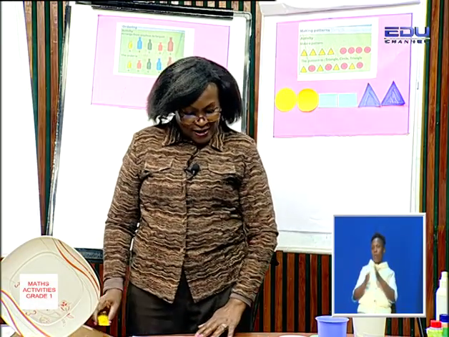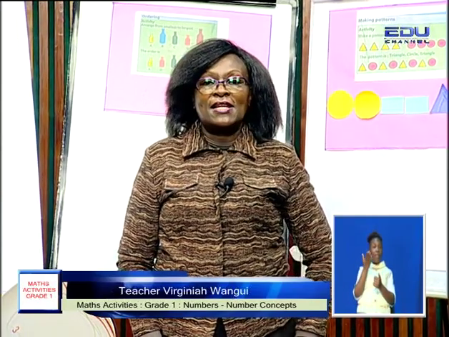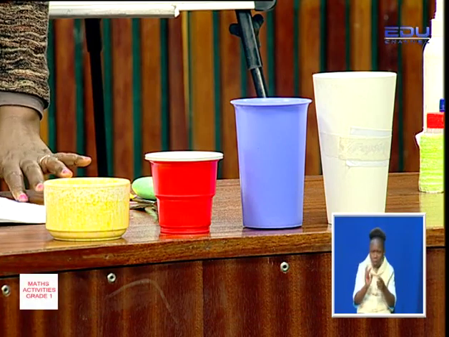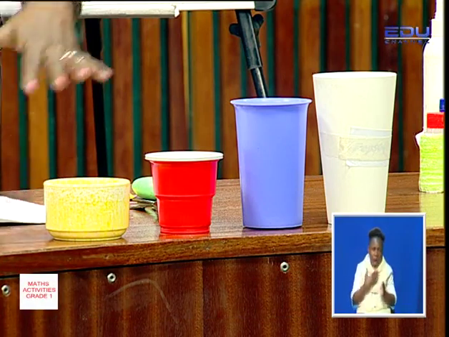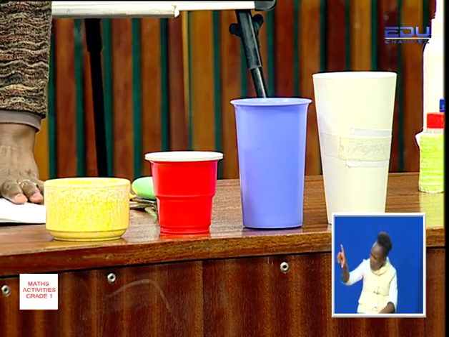And with that, learner, we come to the end of our lesson. I want you at home to order and sequence objects in ascending order. At home, my dear learner, I want you to order and sequence objects according to their sizes, that is in ascending order, like we did from the largest to the smallest. And until next time, bye-bye.